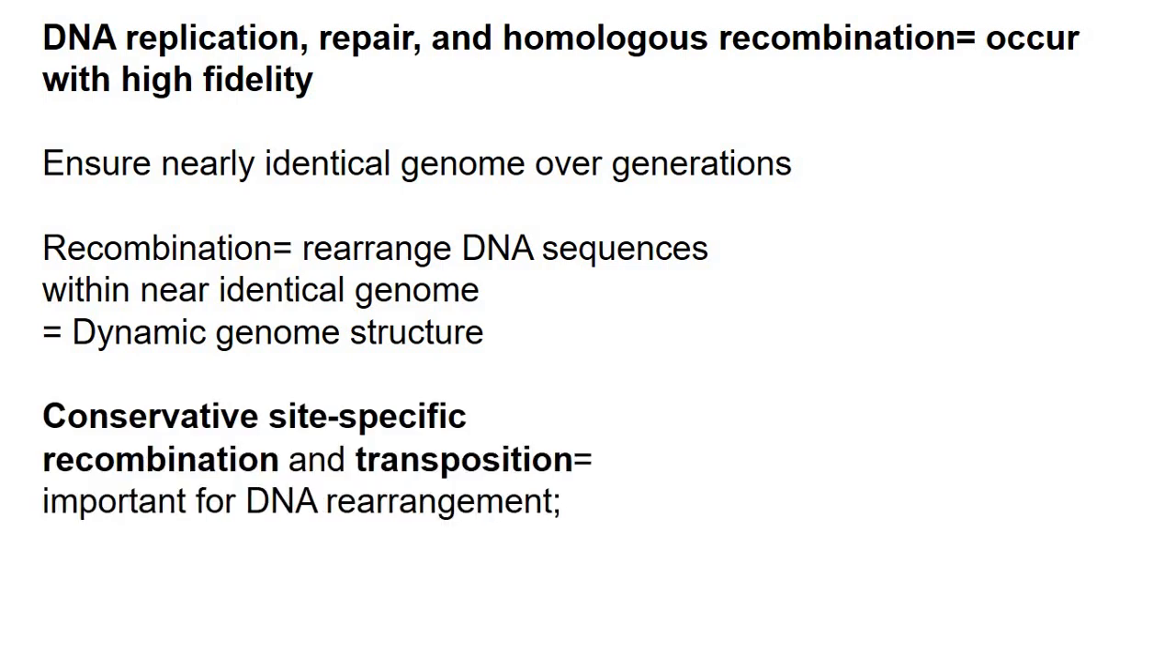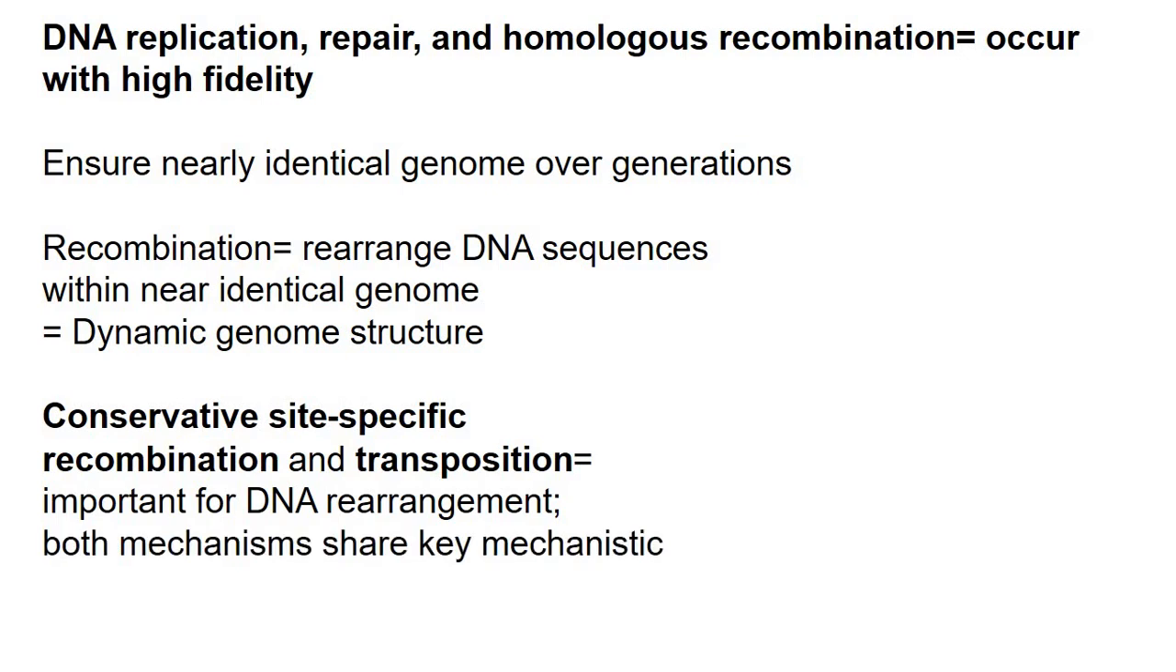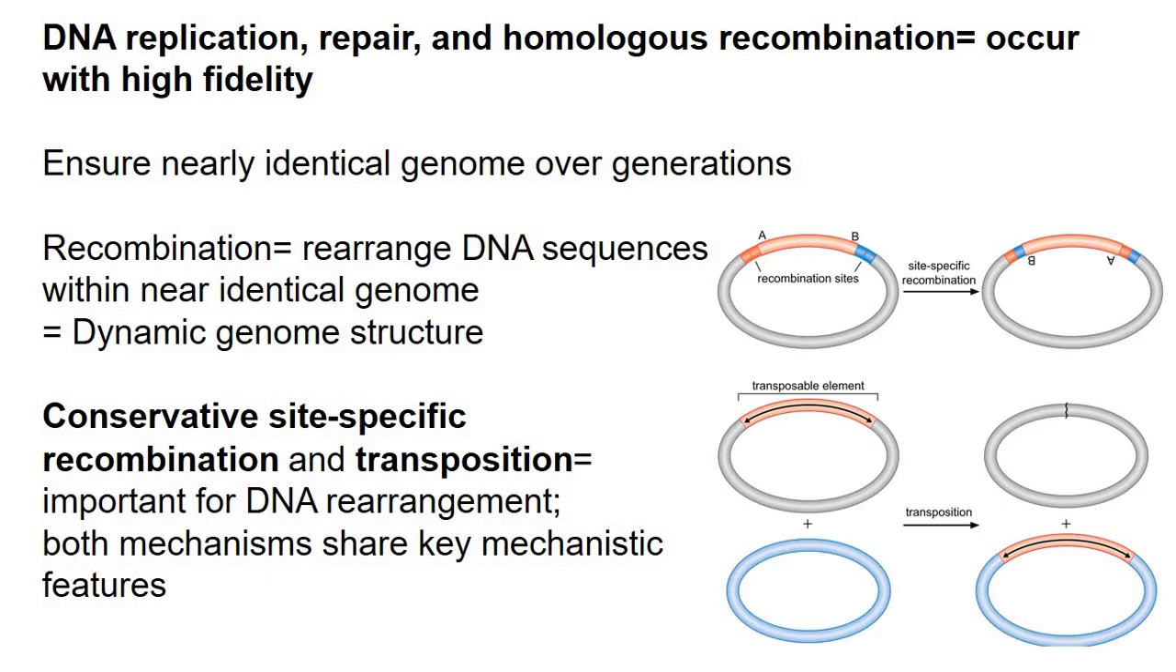So two of these mechanisms that we're going to talk about today and in the next lecture are conservative site-specific recombination and transposition. These are very important for DNA rearrangement, and both of these mechanisms share key mechanistic features. Here, for example, this is an example of site-specific recombination. On top and bottom is an example of a transposable element.